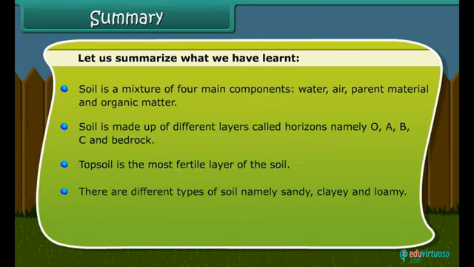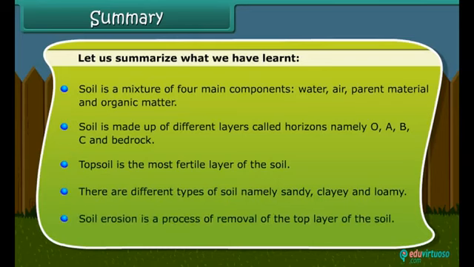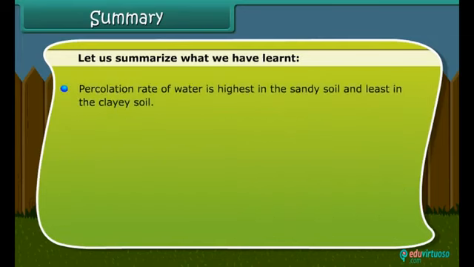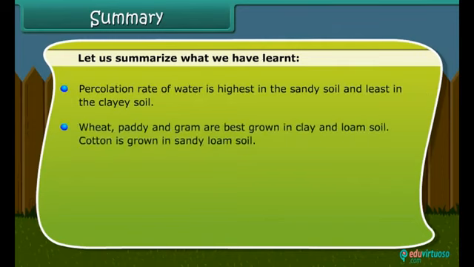There are different types of soil, namely sandy, clay, and loamy. Soil erosion is a process of removal of the top layer of the soil. Percolation rate of water is highest in the sandy soil and least in the clay soil. Wheat, paddy, and gram are best grown in clay and loam soil. Cotton is grown in sandy loam soil.